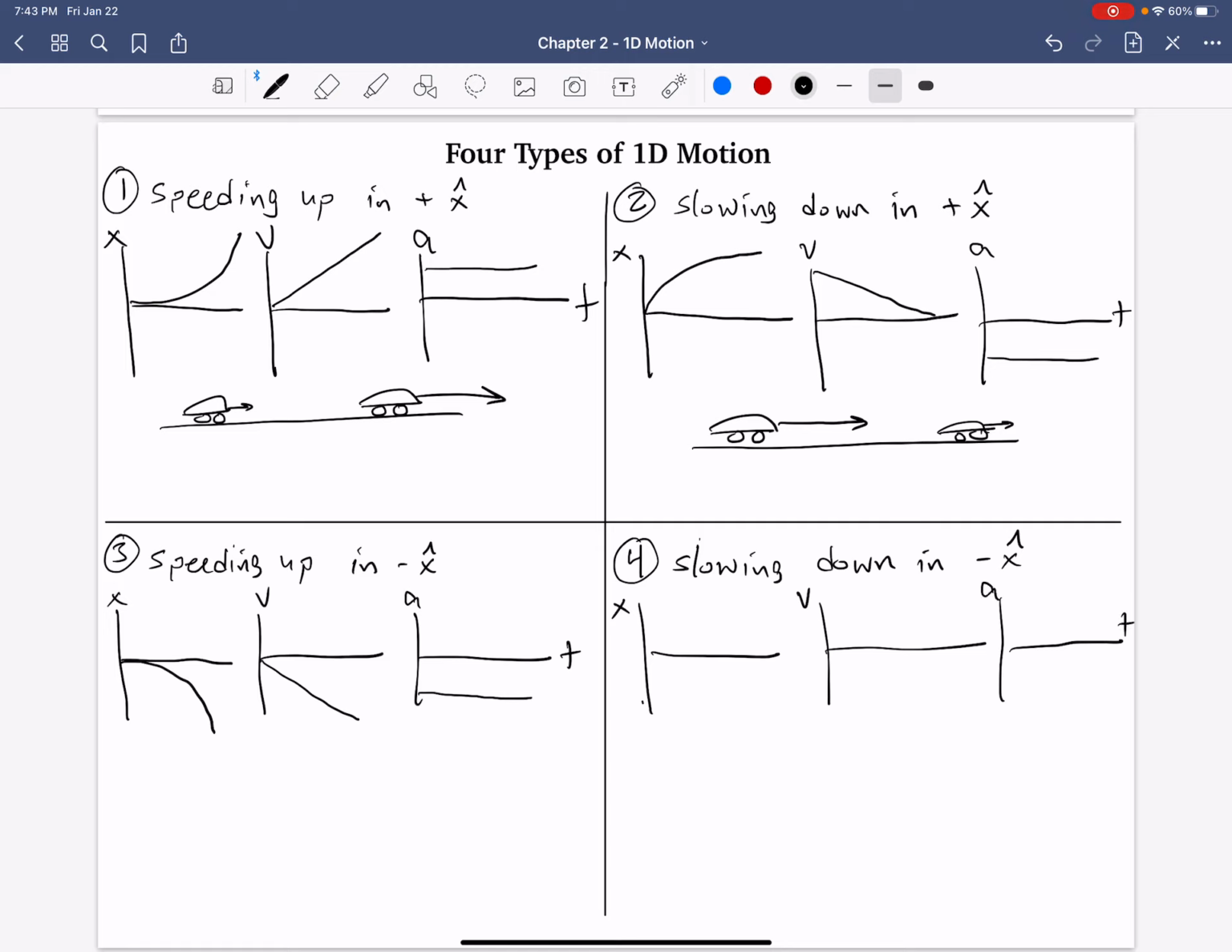Okay? So, x of t for number 4 here, slowing down in the negative direction, that means that, well, the position has to be going back down towards where it started. The speed has to be going towards 0. So that means that we're going back down towards a slope of 0, so it's got to be like this, right? The initial slope was largely negative, and it decreases towards a 0 slope.